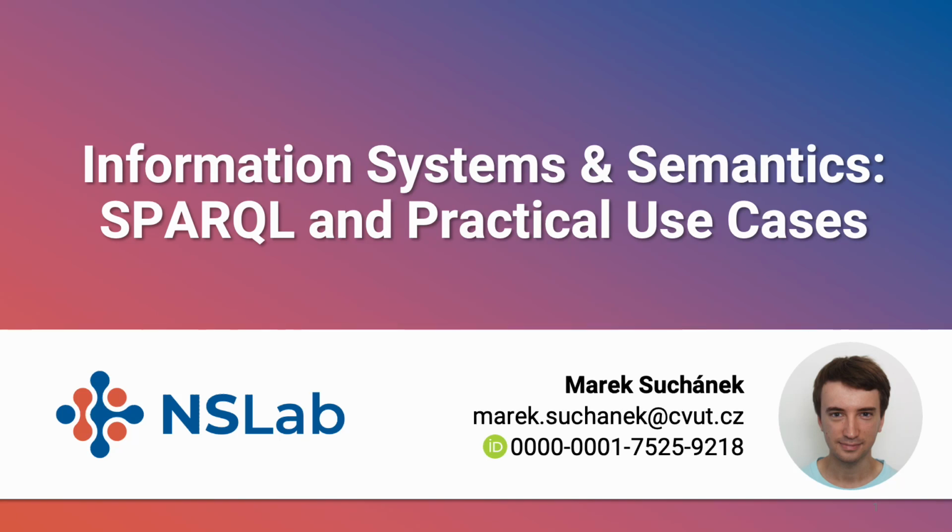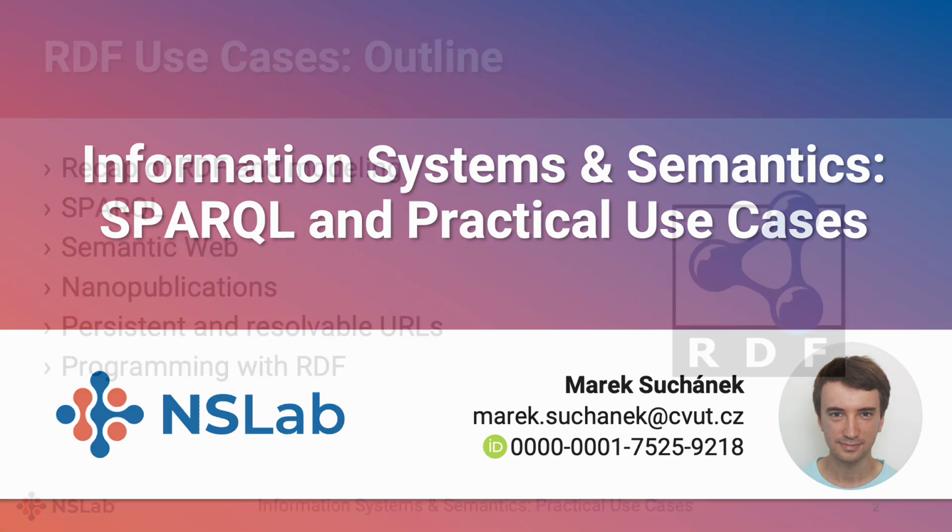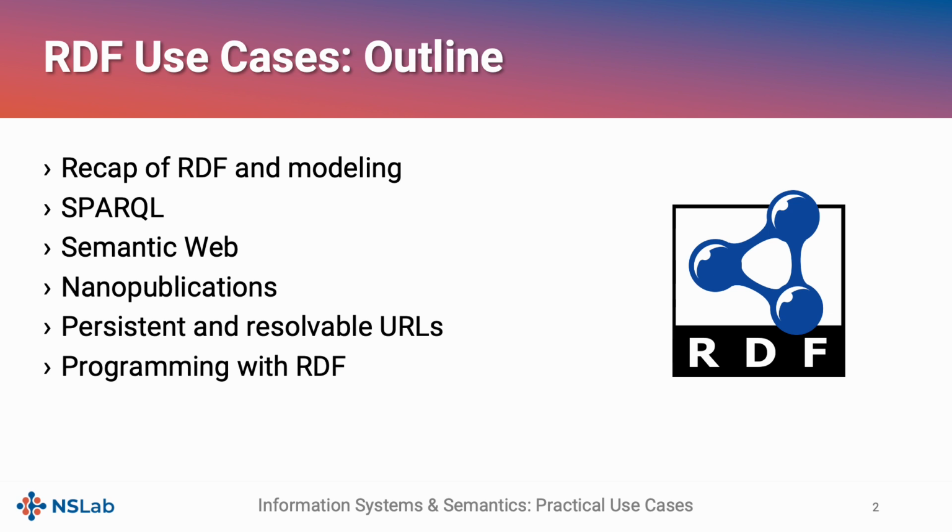Welcome to the third presentation from the Information Systems and Semantics series, which is this time about SPARQL and other practical use cases with RDF. I will again start with a brief recap of the previous presentations, and then I will cover what SPARQL is and how it can be used. Other practical use cases will follow, starting with semantic web, nano-publications, persistent and resolvable URLs. And the final part will be quickly showing how to work with RDF when programming in your projects.